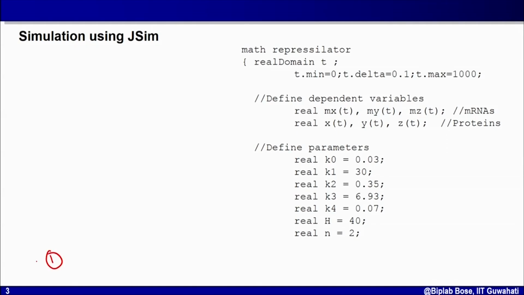So it starts with obviously defining time here, and note one important thing, Tmax I have considered as 1000, that's a bit higher, and in this particular model sometimes we may have to take Tmax, the maximum duration of simulation, even to 10,000 to understand the behavior of the system. I have 6 variables, 3 for mRNA, that is mx, my and mz, these are dependent variables, and 3 for protein x, y and z, and I have a set of parameter values here, and we will play around with these parameters so that we can understand the dynamics of this system in different parameter regimes.